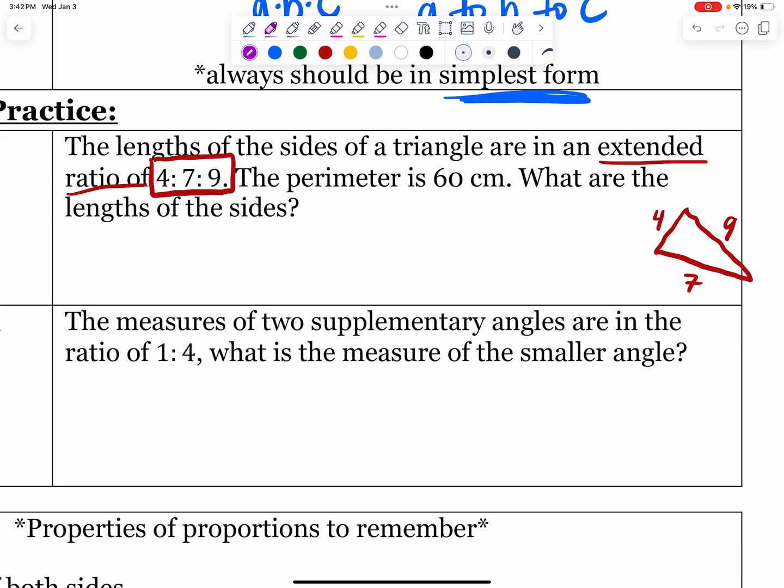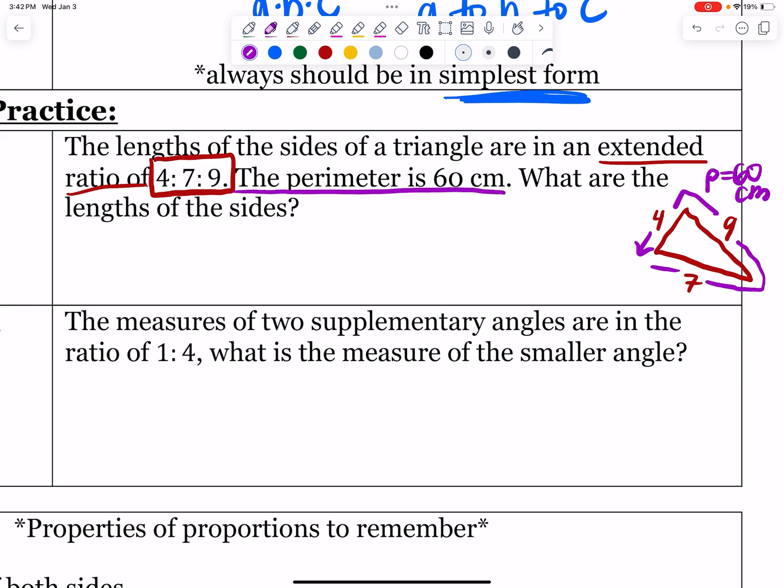But immediately I know that that's not in simplest form, because they tell me that the perimeter of this triangle, so I always think SpongeBob SquarePants says bring it around town. That's what I think of when I think of perimeter. So all the way around, so here to here, and go back to here, all the way around town. Perimeter should be 60 centimeters. So when I add together 4 plus 7 plus 9, that's not 60, that's 20.